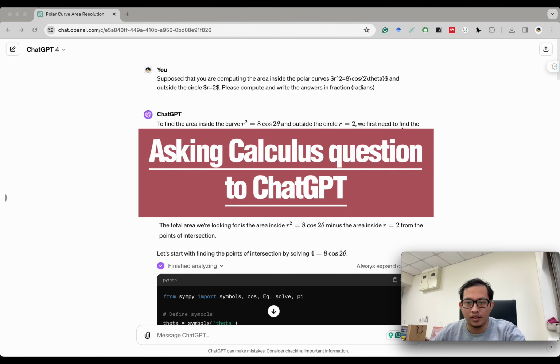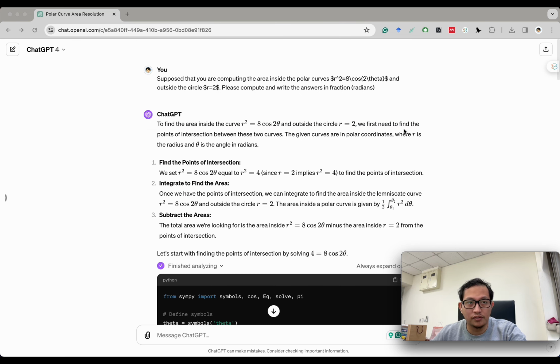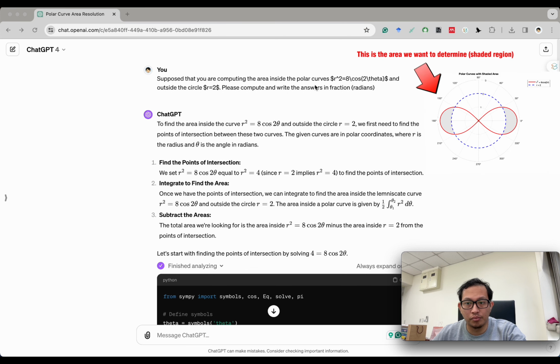So this is ChatGPT. I tried using ChatGPT for solving polar curves in calculus. Basically, these are my equations; later you will see them on the screen. We have the curve r squared = 8 cos 2θ, which is the lemniscate, and we are going to find the area inside it and outside the circle r equal to a constant.